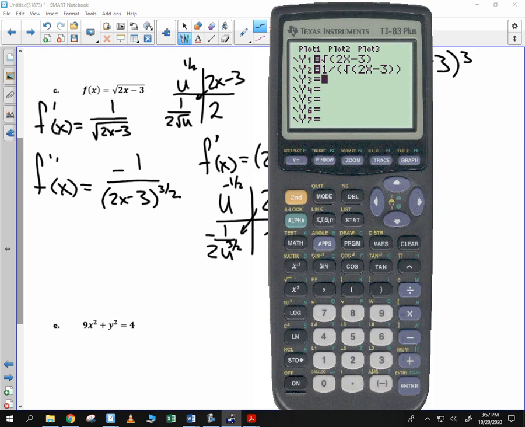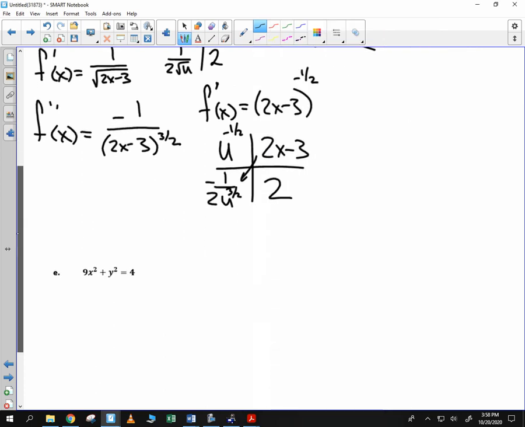Let's look at one more. We'll go look at -1 divided by parentheses 2x minus 3 raised to the 3/2 power. And when I do that, there it is. So what a great way to confirm that your answer is correct, by looking at that graph.